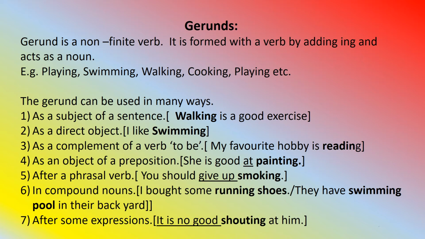Number 1, as a subject of the sentence. For example, walking is a good exercise. Number 2, as a direct object. Example, I like swimming. As a complement of a verb, to be. Example, my favorite hobby is reading. As an object of a preposition. Example, she is good at painting.